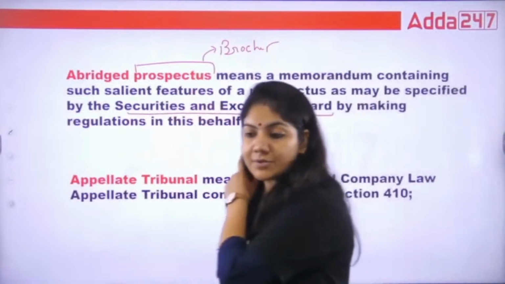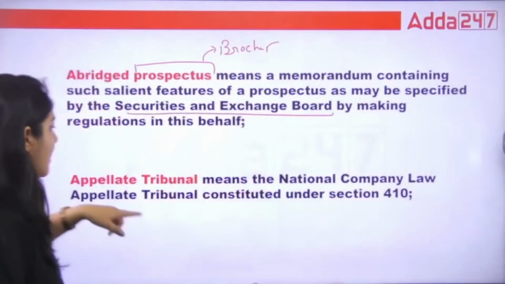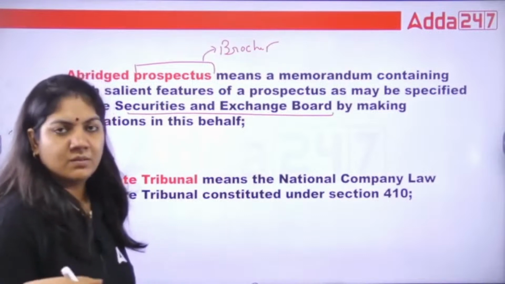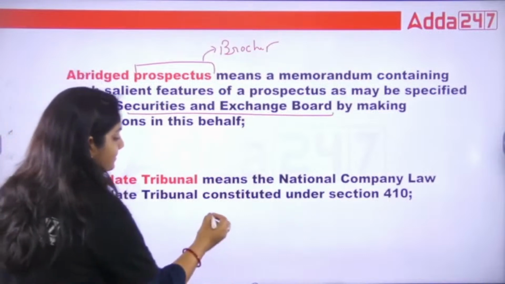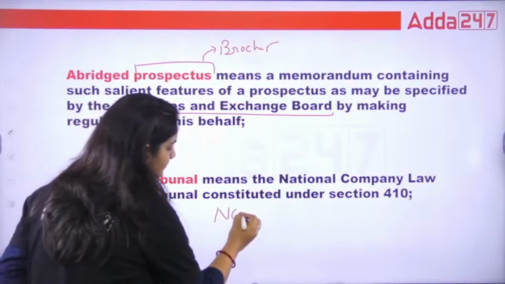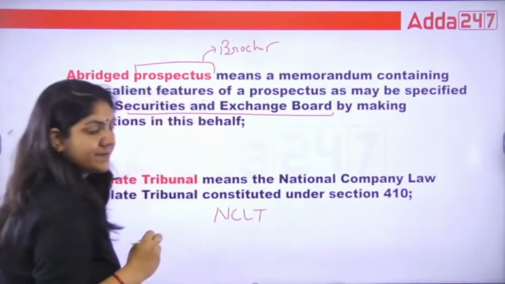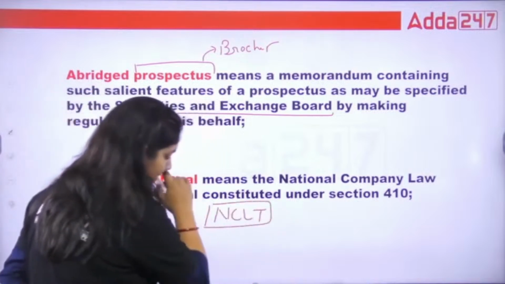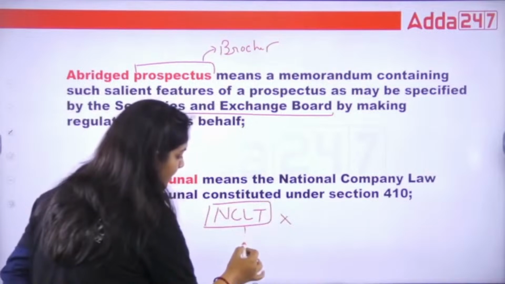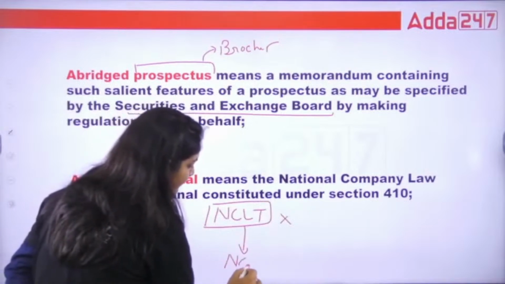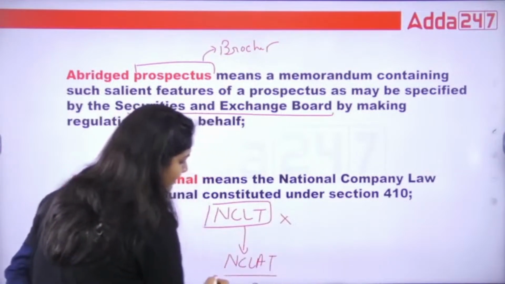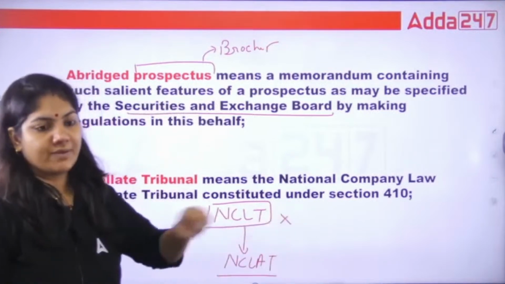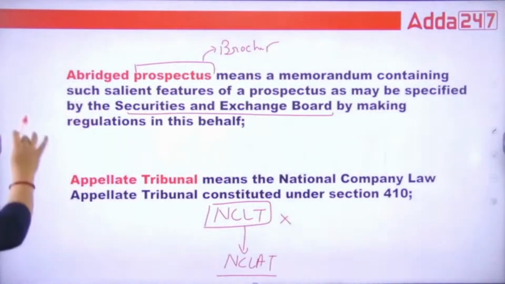Very important. Done. What is appellate tribunal? If there is any dispute of the company, it always comes to NCLT, National Company Law Tribunal. So in the National Company Law Tribunal, if we are not satisfied with the decision, we can go to the NCLAT, that is National Company Law Appellate Tribunal. So this is your appellate tribunal. Got it?